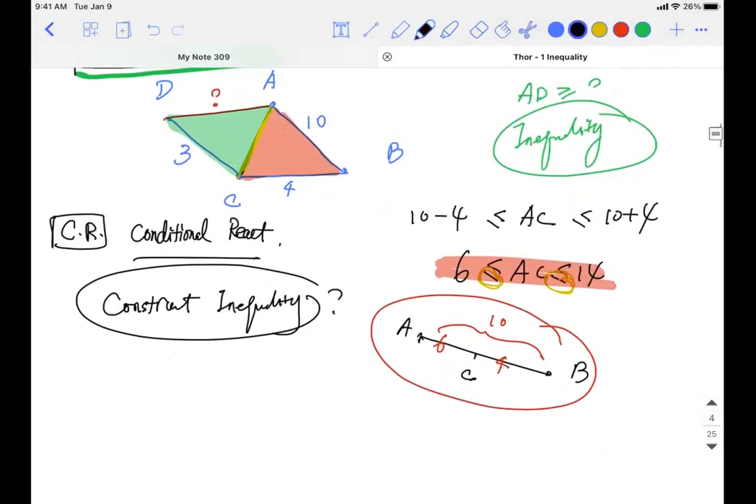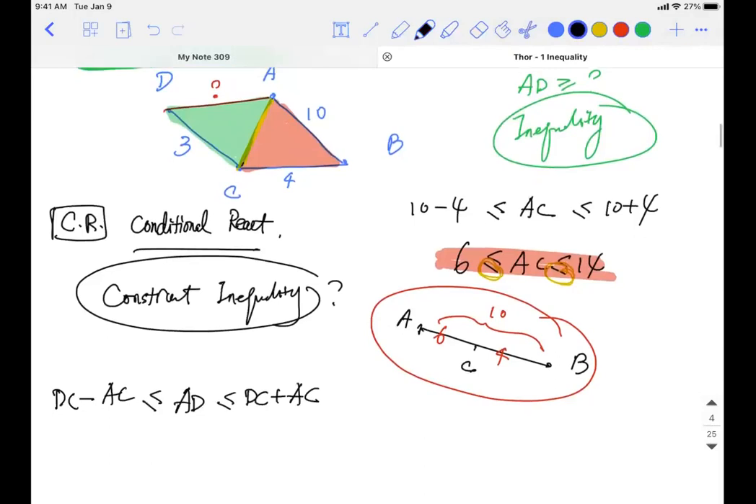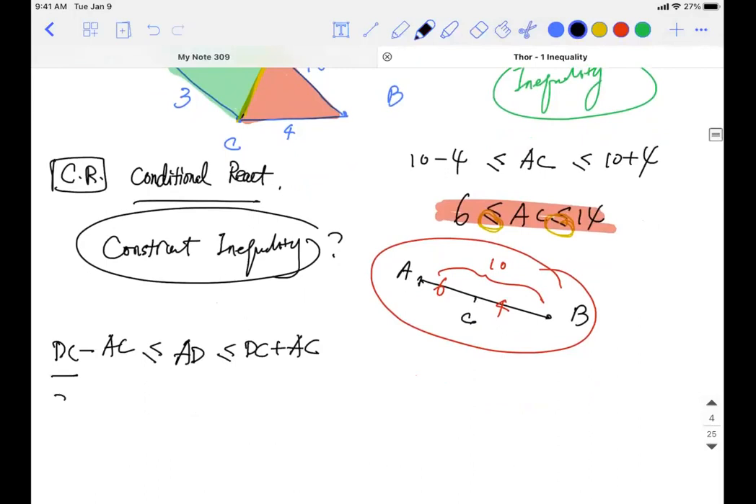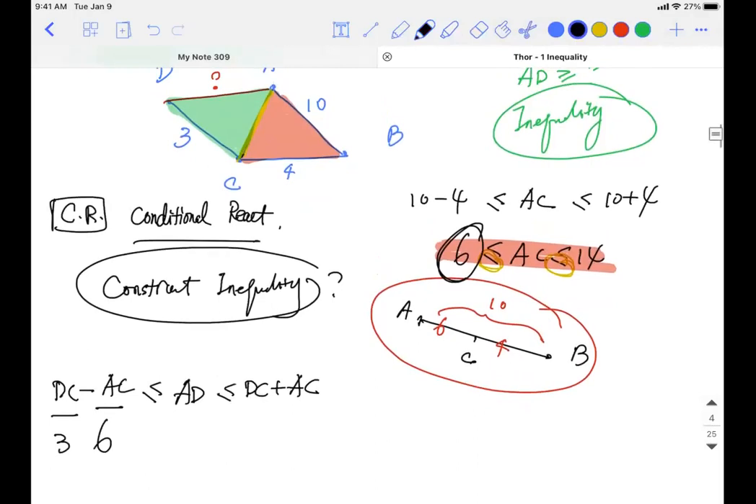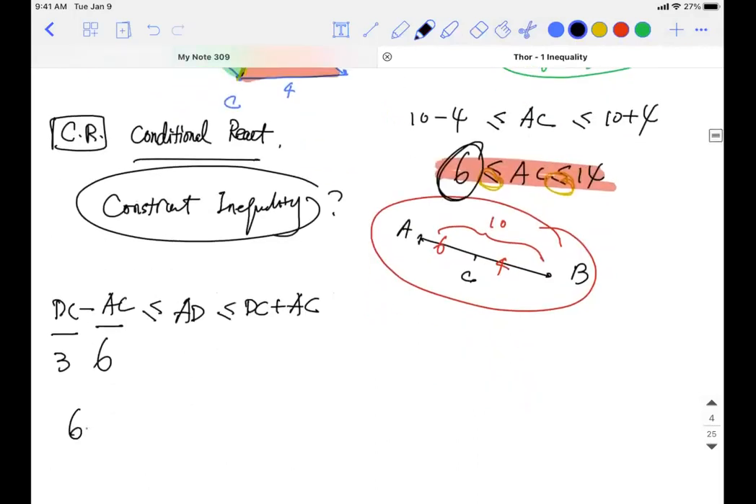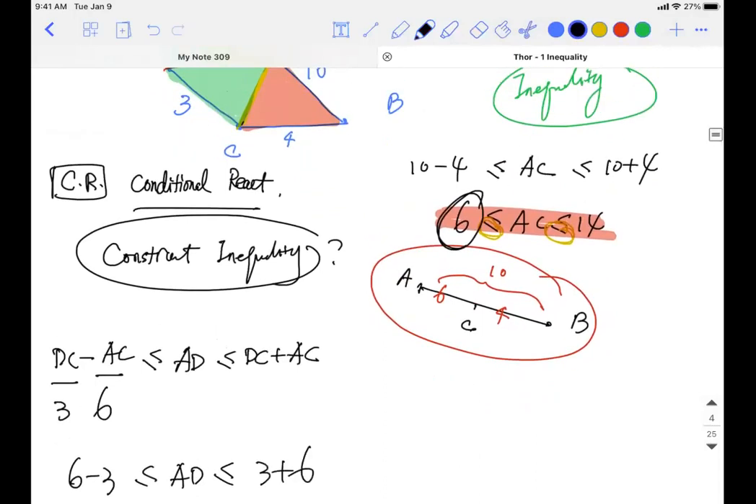Let's say AD. You asked me to determine the value for AD. AD will be greater or equal to DC minus AC, lesser or equal to DC plus AC. Is that right? So that being said, DC is 3, AC, I just got it, 6, right? So 3 minus 6, I'm going to use 6 minus 3. It doesn't matter. 6 minus 3 is lesser or equal to AD, and this is lesser or equal to 3 plus 6. So therefore, 3 is lesser or equal to AD, lesser or equal to 9.